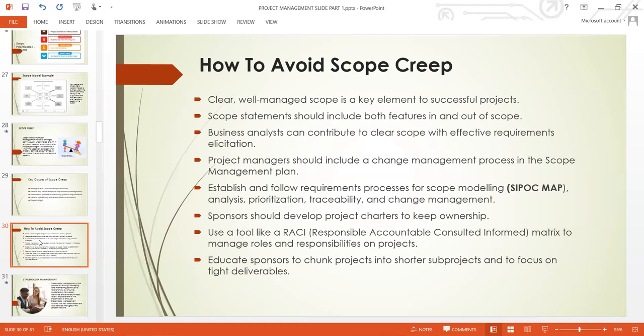It is a model. I just chose this model out of so many other models. There are so many other models like fishbone diagram, process mapping, requirement analysis, prioritization, traceability metrics, and change management. These are process models. You must have a standard model of managing your scope. Then sponsors should develop a project charter to keep the ownership.